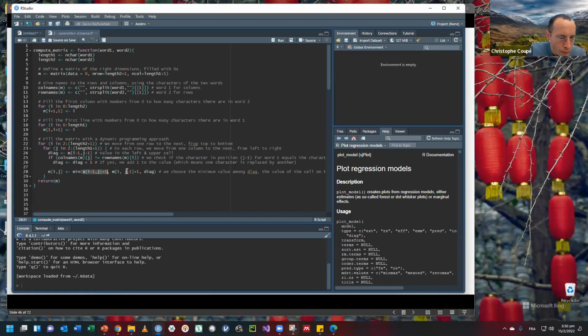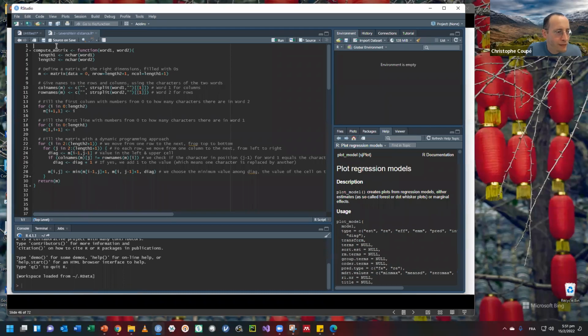The value just above, plus 1. So that's the j minus 1. And then the value in the diagonal. And to find it, I check the value in the cell just above and to the left. So that's why I have i minus 1 and j minus 1. And then if the name of the column and the name of the row are not the same, so the 2 letters are different, then I add plus 1 to this value. And I repeat that, and in the end, I return the matrix.